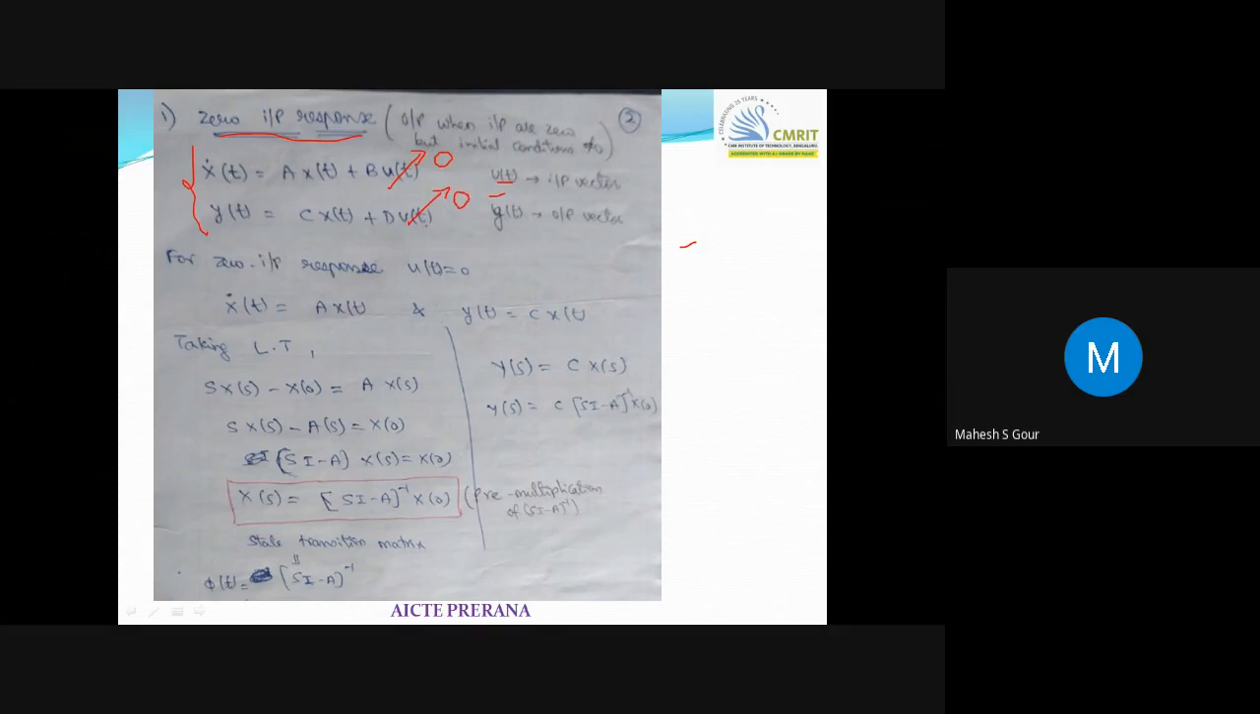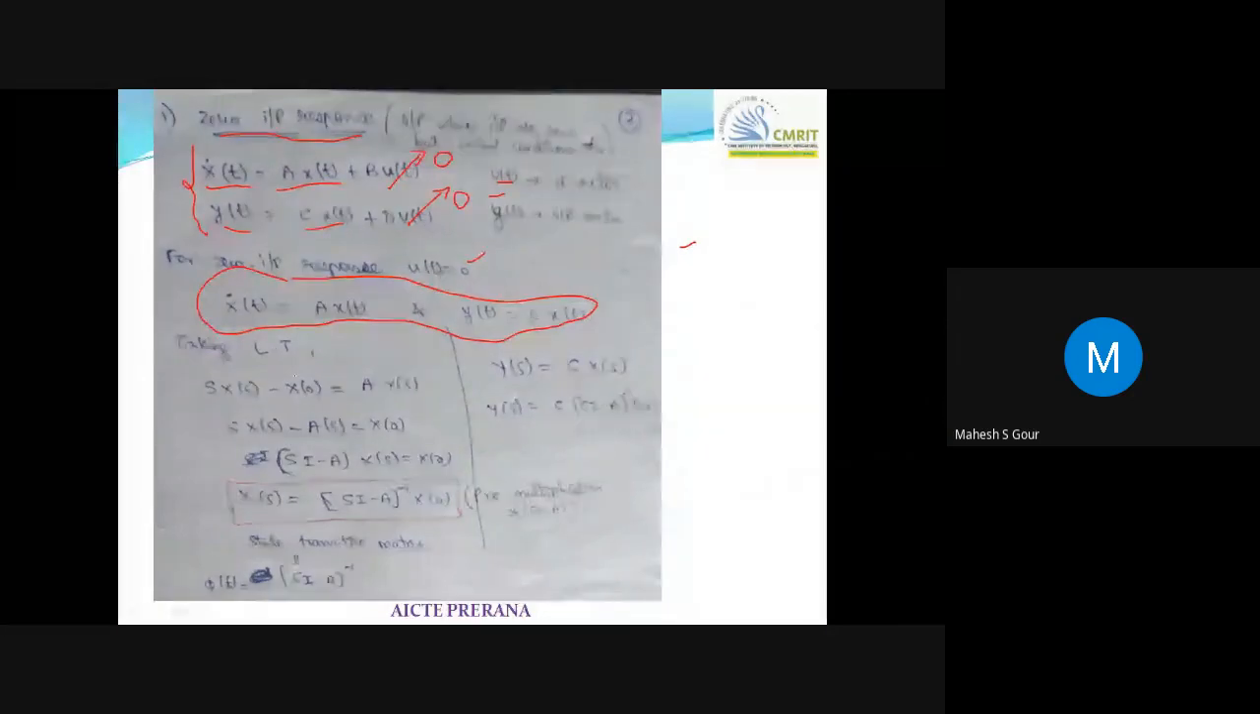So when I make u of t as 0, what will be your x dot of t? X dot of t is equal to A x of t, y of t is equal to C x of t. So these two equations I'll be getting, right? When I make u of t as 0, that is zero input response. See, there are many cases where u of t will be 0. While you are solving GATE problems, you'll come to know.